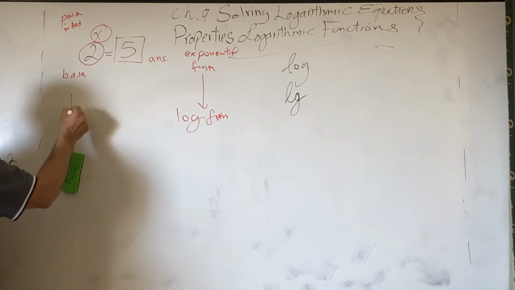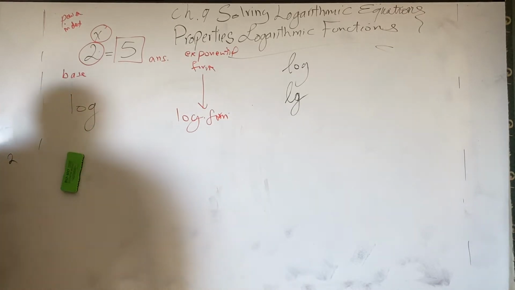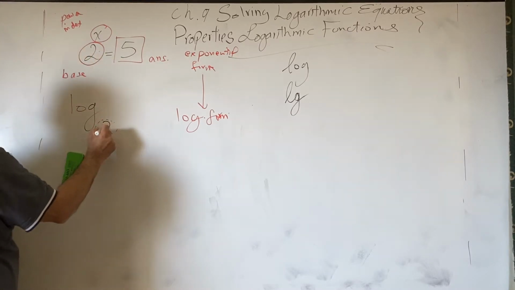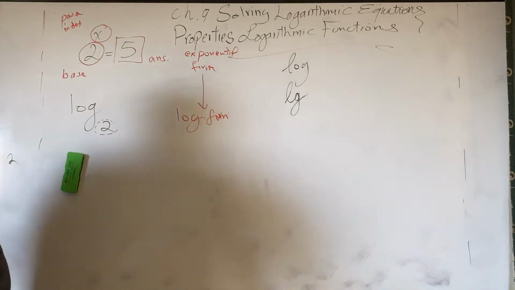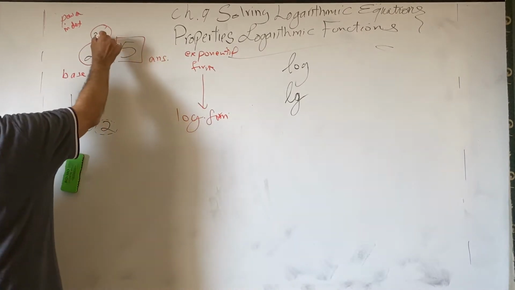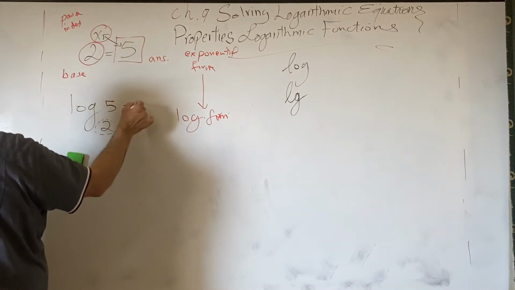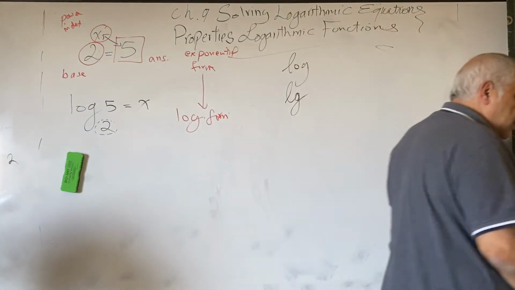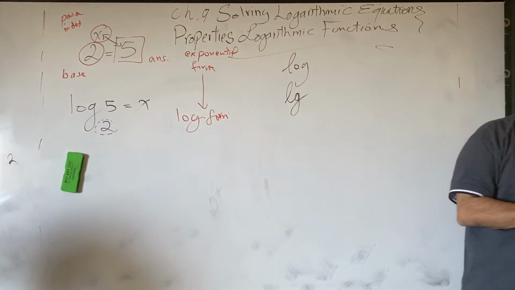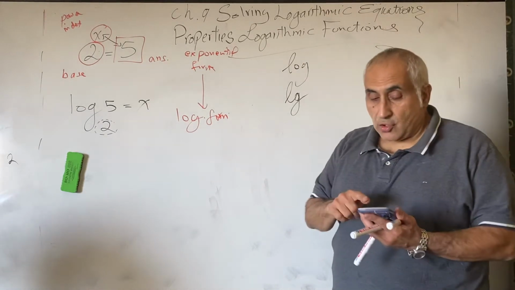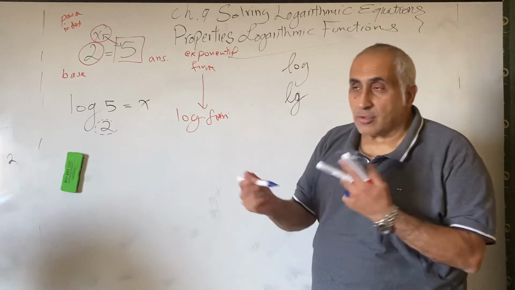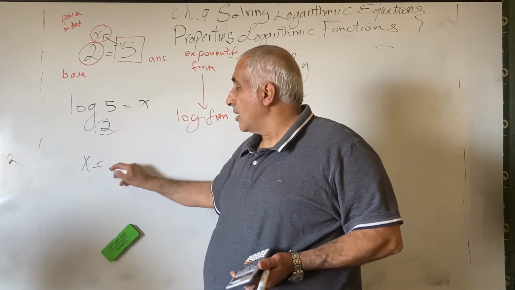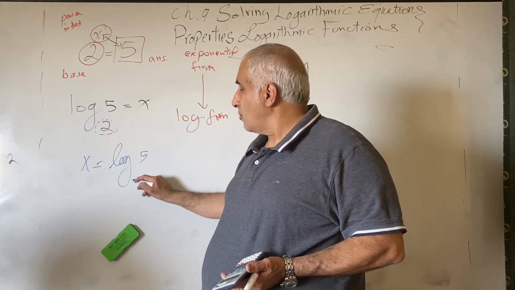Introduce log. It has a base here, the same base, so nothing new. Reverse those two. I'm done. Go to your calculator and find the answer. And as simple as that, there's nothing harder than this. So I'm going to go to a button in your calculator. So your x in this situation, simply it is what? It's log 5 to base 2.